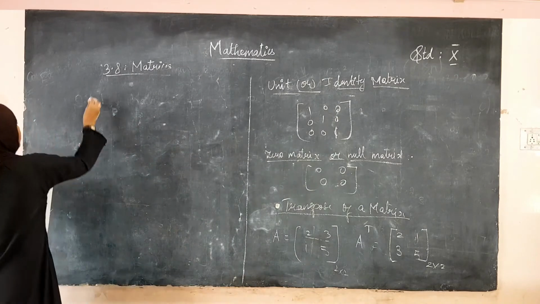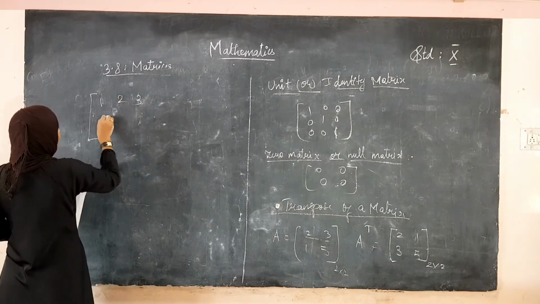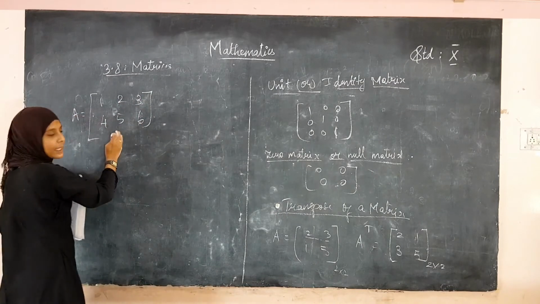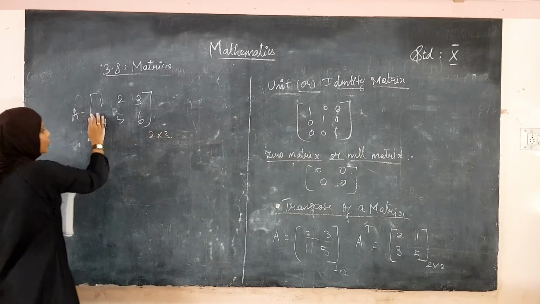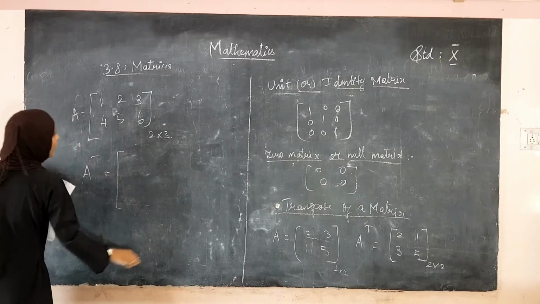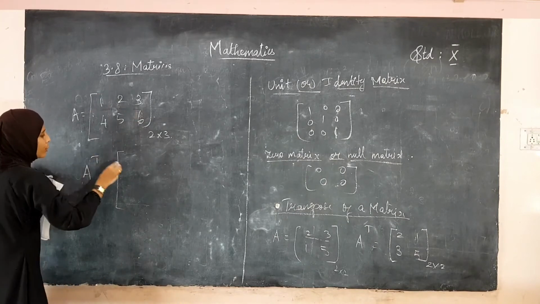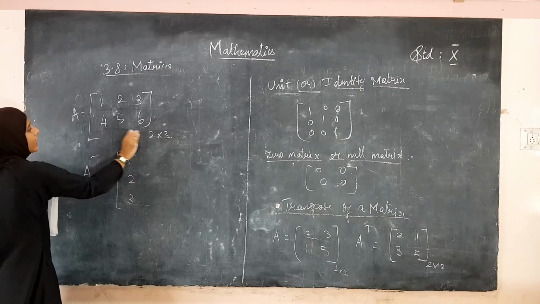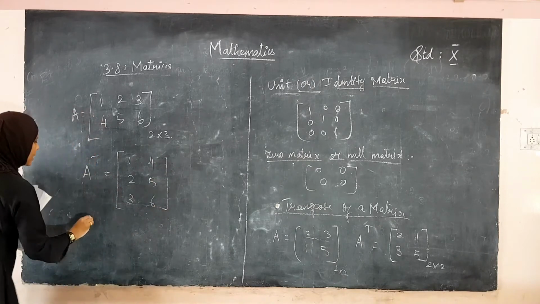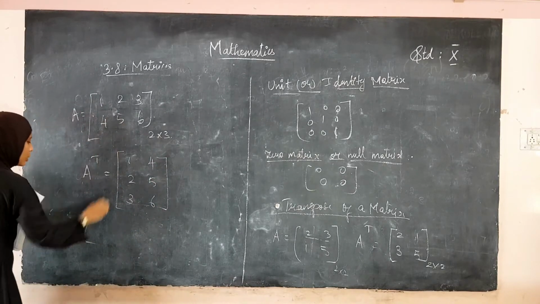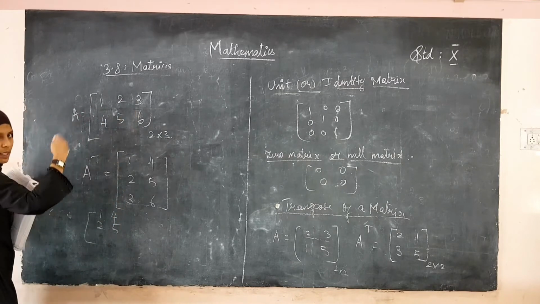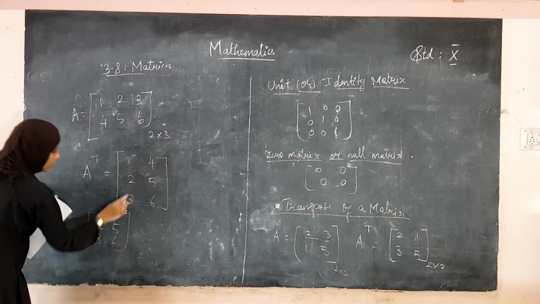Now let us see a matrix with 1, 2, 3, 4, 5, 6. Let this be A. What is the order of the matrix? This is a 2 cross 3 matrix, 2 rows and 3 columns. So what will be the transpose of this matrix? A transpose. The first row changes into the first column, 1, 2, 3, and the second row changes into the second column, 4, 5, 6. Otherwise, we can also say the first column changes into the first row, the second column changes into the second row, and the third column changes into the third row. So, this is the same.